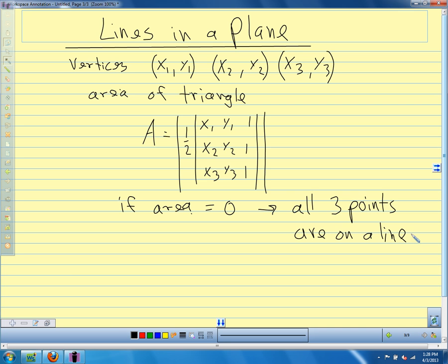So we're saying that rather than having a triangle, we've squashed it flat, so all 3 points are on the same line. So this is how we can tell if 3 points make a line in the plane. We form this determinant, and if the determinant is 0, then we know that those 3 points are on a line.